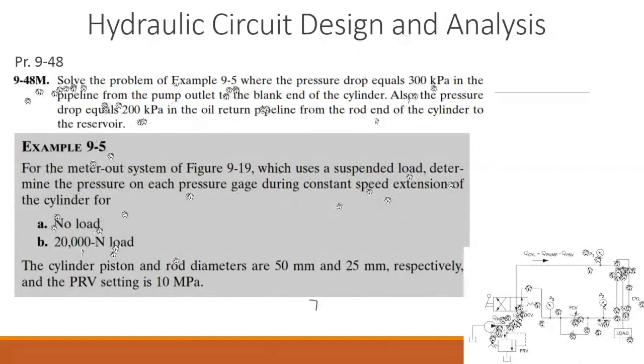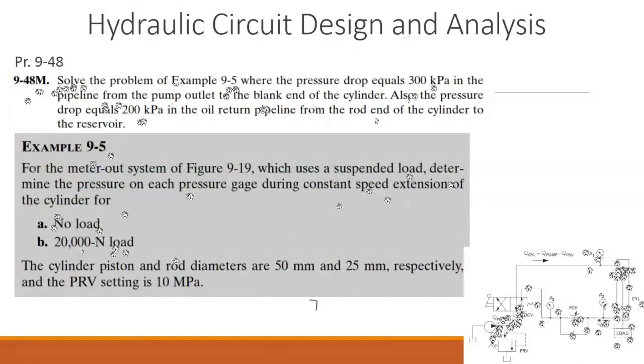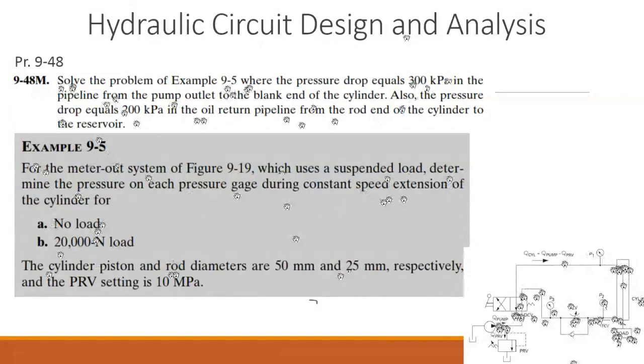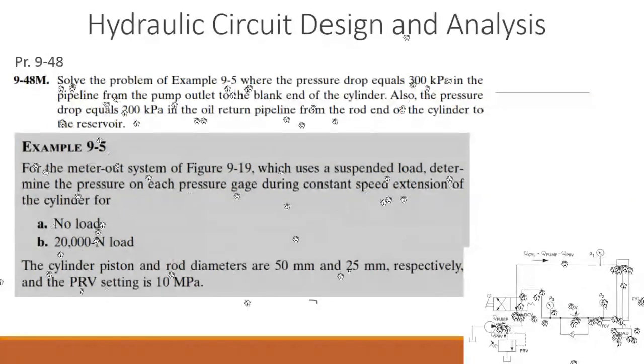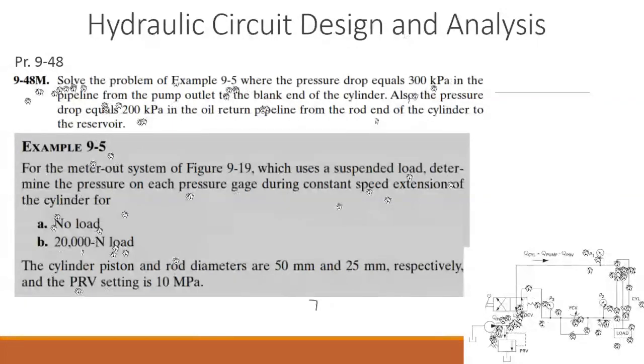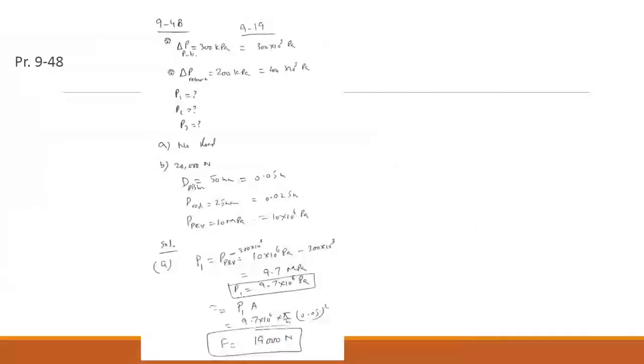Number two, now you put a load of 20,000 newtons attached to the rod. But again, as I mentioned, the load needs to be suspended. It should remain suspended, so the piston should not go down. In that case, we need to see what pressure will be developed so that the piston doesn't go down. The cylinder piston and rod diameters are given, and the pressure relief valve setting is given as 10 megapascal, which is here. Pressure relief valve, which is 10 megapascal, and it goes to P1 and so on.